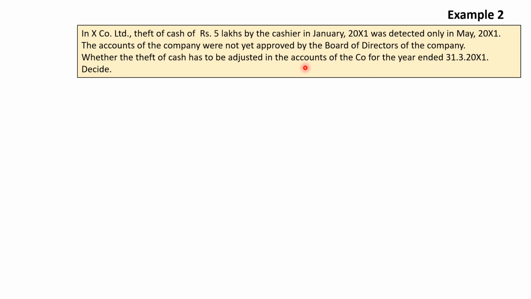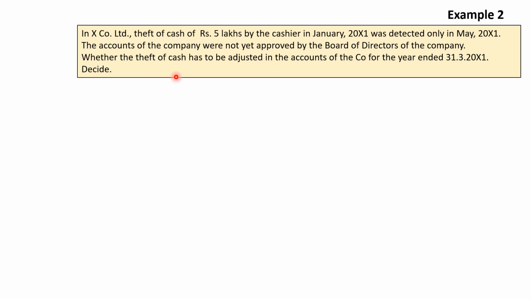The accounts of the company were not yet approved by the board of directors of the company. So now try to understand, your financial statements are prepared from April to March. Before March, in the month of January, theft of 5 lakh rupees took place. As on 31st March, it was not known. Afterwards, in the month of May, it was understood that there was a theft. When the theft was detected, the board of directors had not yet approved the financial statements. Now the question is whether the theft of cash has to be adjusted in the accounts of the company for the year ended 31st March 2021. You are required to decide for the same.